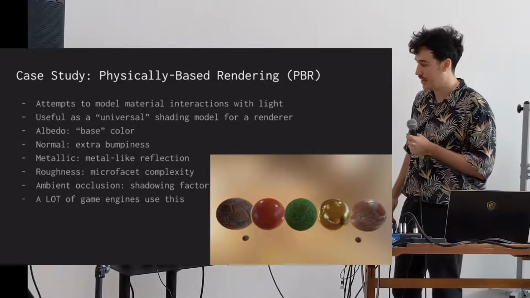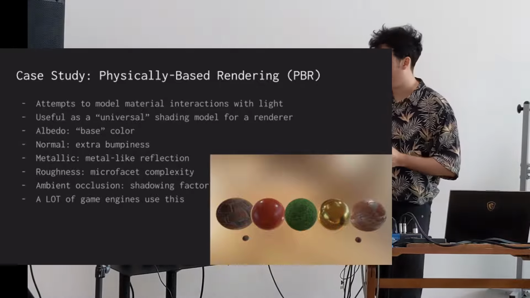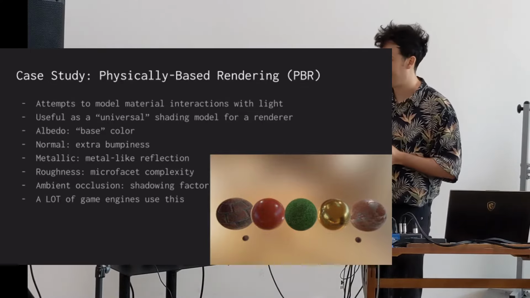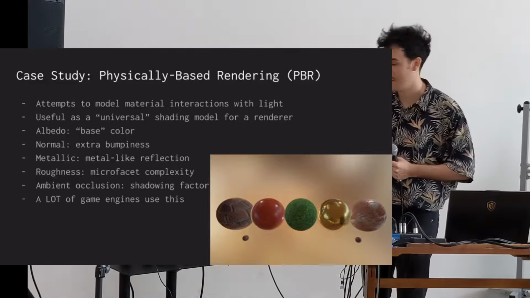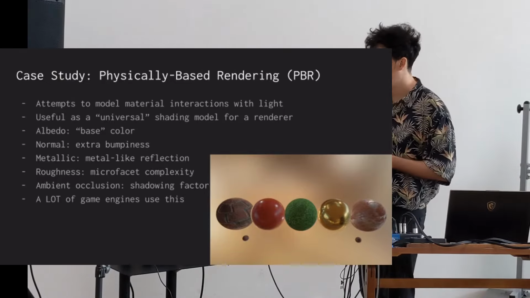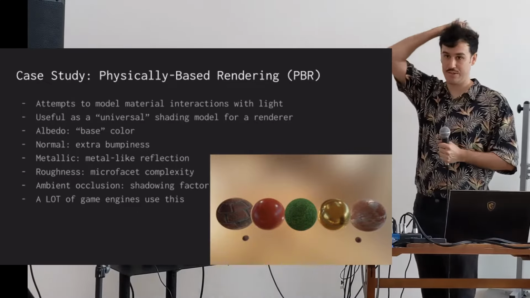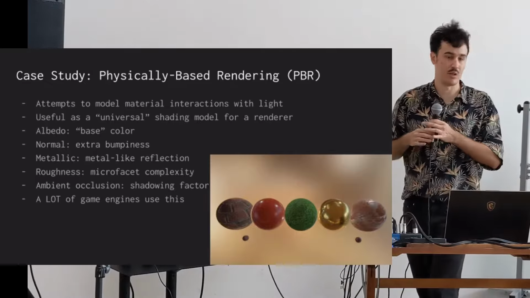So you can see all of these 5 spheres in this image. These are all using the same shader, but they have different values for their albedo, normal, metallic, roughness, and ambient occlusion values. So it's really nice because you can model a lot of different kinds of surfaces without having to do a million different shader variants that you have to configure.